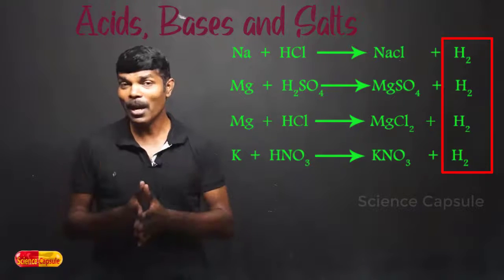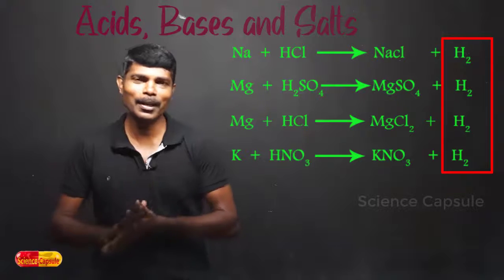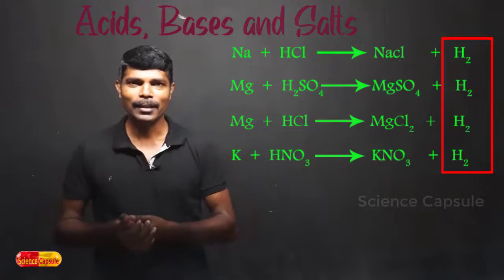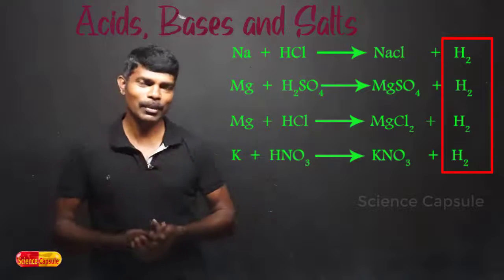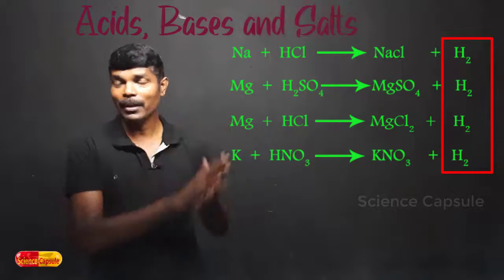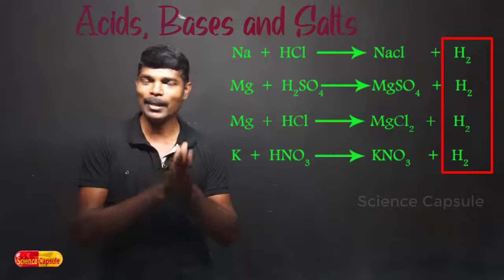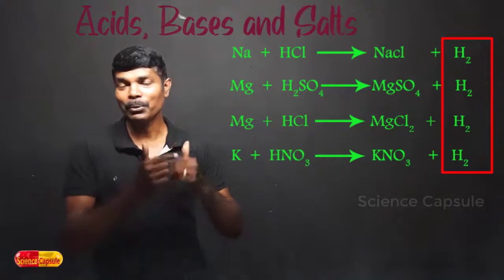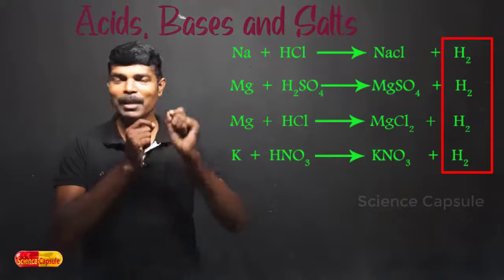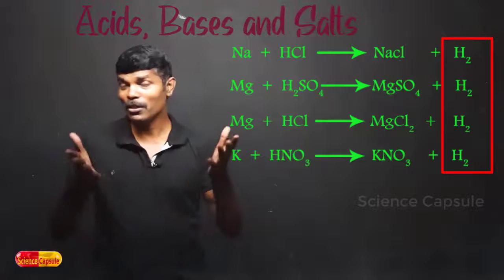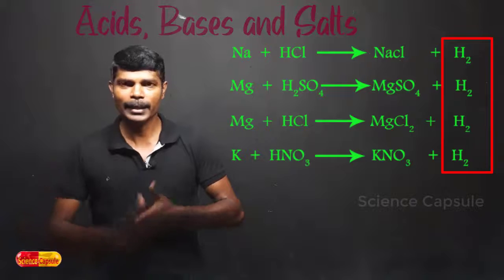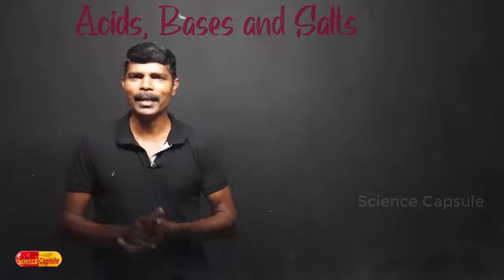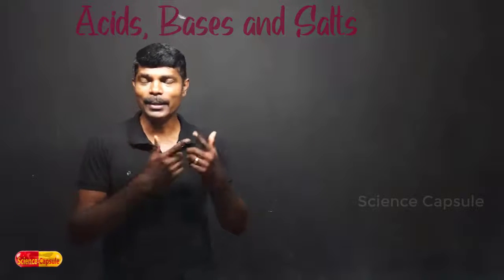We have also seen how to detect or confirm the evolution of hydrogen gas. When we bring a burning matchstick near the mouth of the test tube, or the place where the chemical reaction is taking place, then the gas burns with a pop sound. So the burning matchstick produces a pop sound. This is how we identified the evolution of hydrogen gas, right? So from this we can understand that all the acids have hydrogen in common.